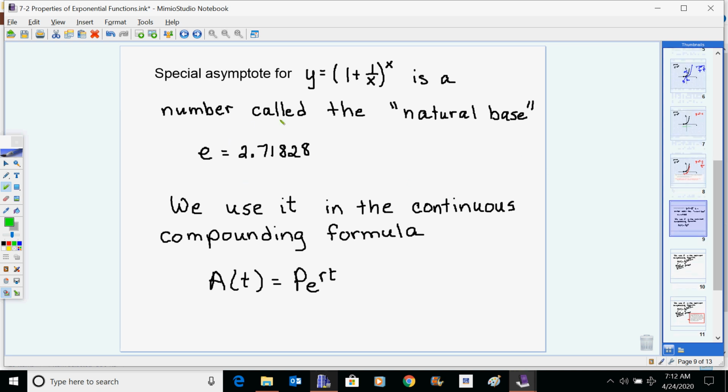That number is used in a special formula, and for our purposes, we're going to just consider how it's used in this formula, P e to the rt power.